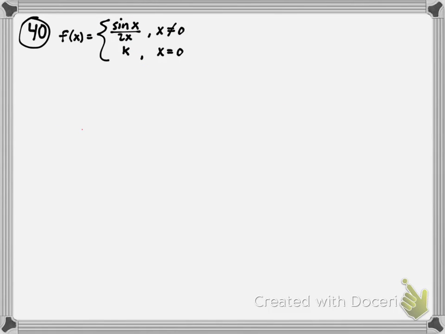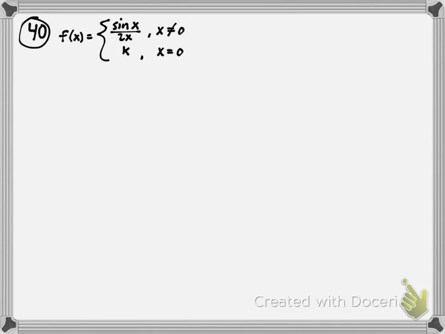Problem 40 really is the same concept. So if you didn't know how to do number 39 and you just watched number 39, I would encourage you to try number 40 without watching it first, see if you can figure it out. We want the limit to be equal to the value of the function.